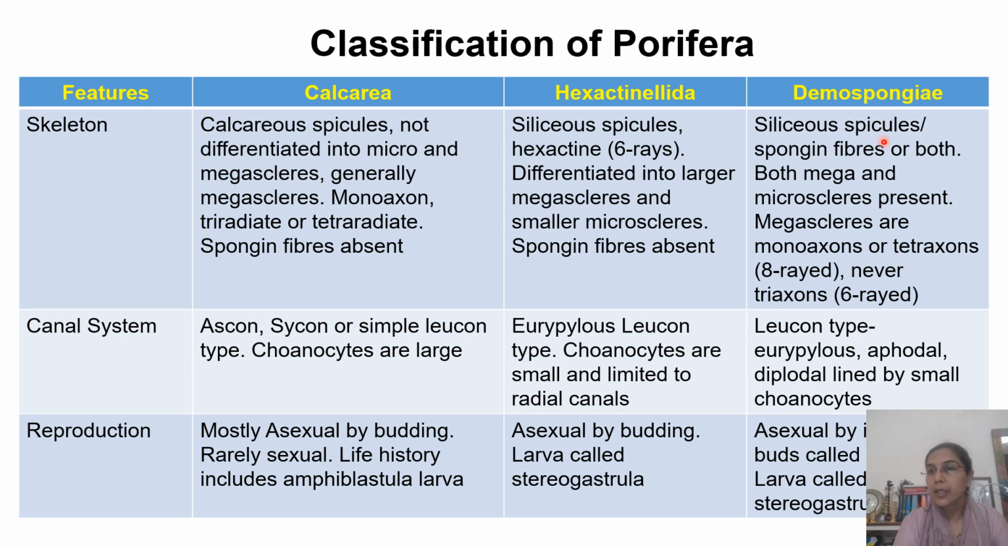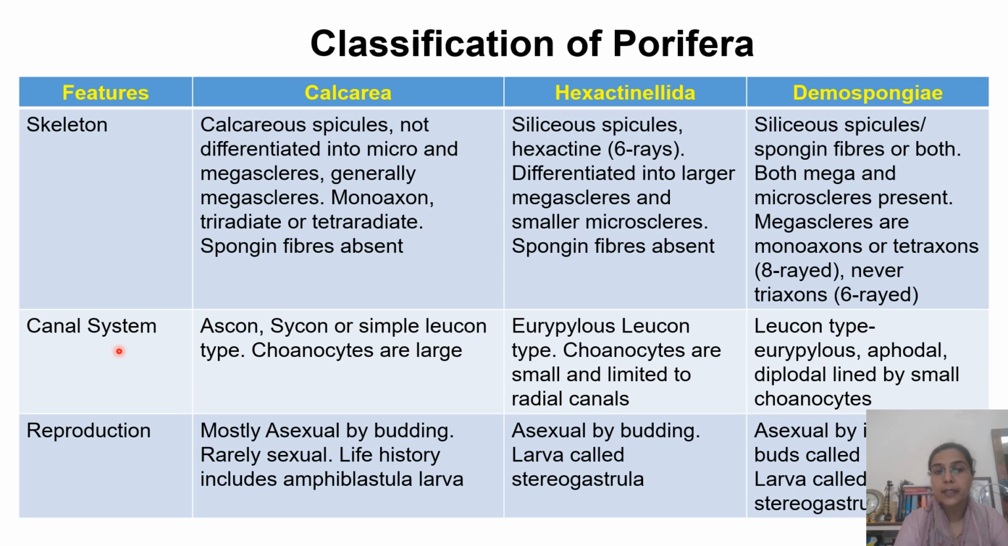Demospongy में जो spicules हैं वो siliceous होते हैं. Either the endoskeleton will have only the spicules made up of silica, or it may have just the spongin fibers, or in some species both siliceous spicules and spongin fibers may be present. Again, both mega and microscleras are present. Megascleras जो हैं, they are monoaxonic or tetraxons, never 6 rayed here. This is a very important point. They will not be triaxonic. If it will be triaxonic, then it would come to the class hexactinellida. यहाँ पे they are usually tetraxonic.